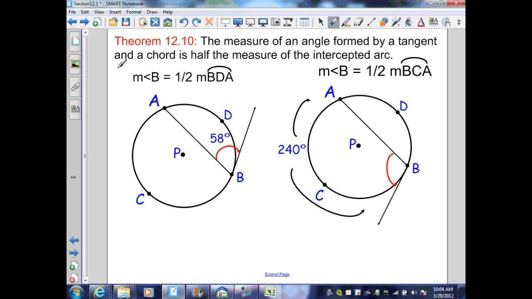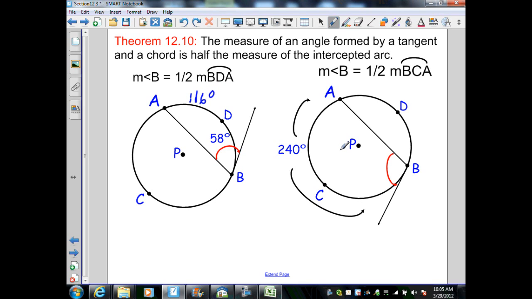Theorem 12.10. The measure of an angle formed by a tangent and a chord is half the measure of the intercepted arc. In circle P, I have a chord AB and a tangent to that chord. That creates an intercepted arc ADB. And by theorem 12.10, the measure of this angle is half the measure of that arc ADB. If I know that the angle measure here is 58 degrees, then the arc must be double that measure. So the measure of arc ADB must be 116 degrees.